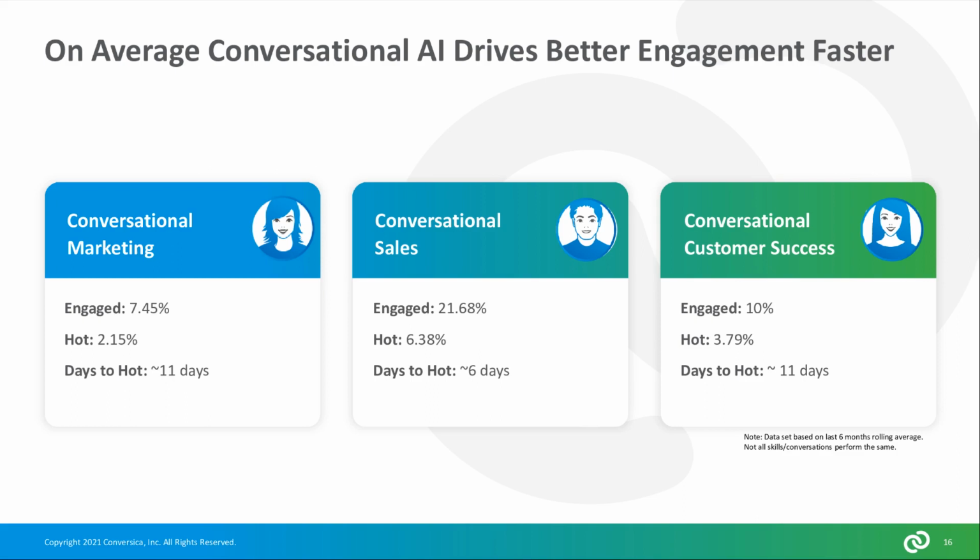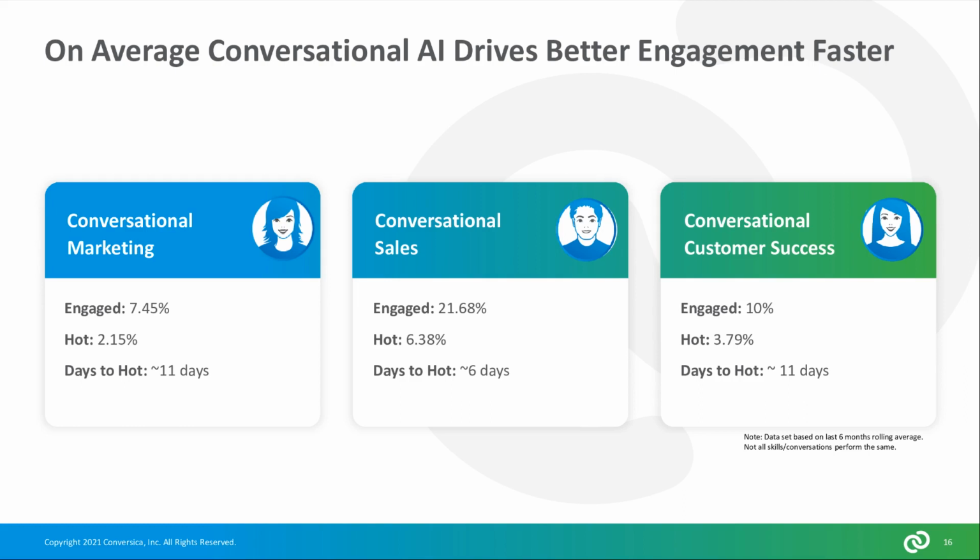Overall, what we have seen is we can drive much better engagement rates. And engagement doesn't just mean I opened an email. Engagement rate here means I responded to that communication. So it's a response, and of that response, how many of those actually turned into a hot lead, or what we would call a connect. A connect here is what you can see. So for conversational marketing, close to 8%, hot lead 2.15. You can read the numbers.